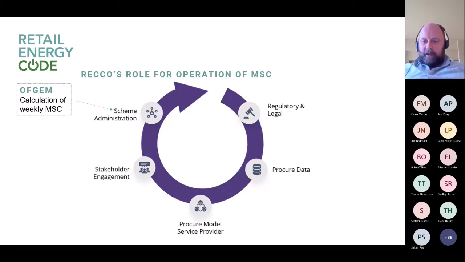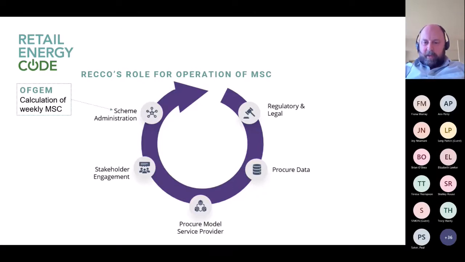Once we've got that data, that'll be passed through to the billing model service provider, which we haven't got a catchier name for at the minute, and they'll essentially match that switching data and energy volume data to the published MSC charge rate. That will be published by Ofgem on a weekly basis. And then that combined data will be aggregated and sent through to RECCo, who will then be able to generate and issue invoices in the usual way.